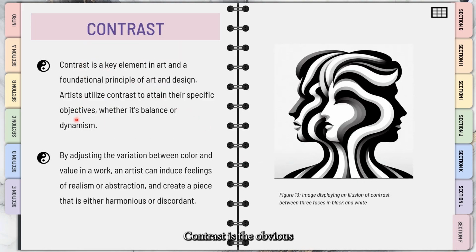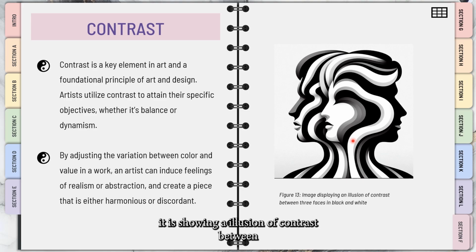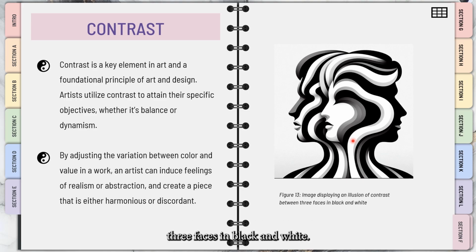Contrast. Contrast is the obvious differences in elements in a composition. It can be size, color, and weight. A great example of this is the peace sign, which is right here, and also in Figure 13. In this image, it is showing an illusion of contrast between three faces in black and white. Can you see all three faces?